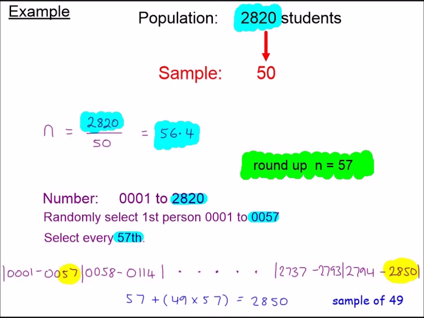And it's not about rounding to the nearest whole number. And you have to use a whole number for n. We've got discrete data, individual students. We can't go up in a step size of 56.4, it's ridiculous. We need 56 or 57, and rounding up is better.